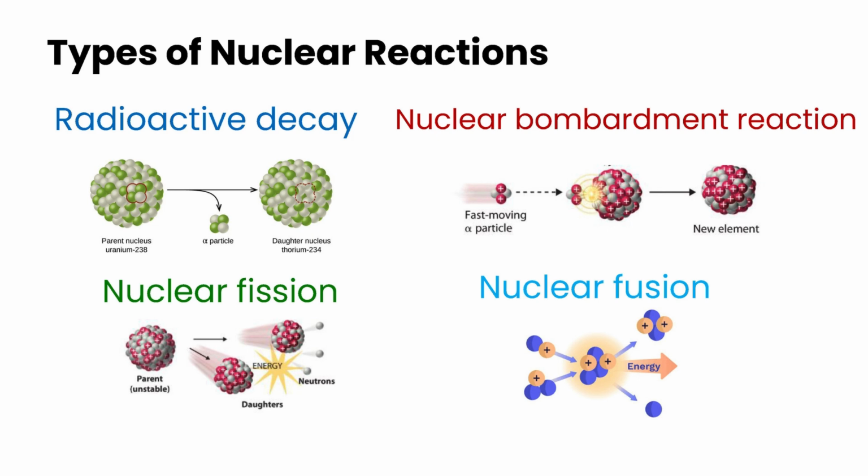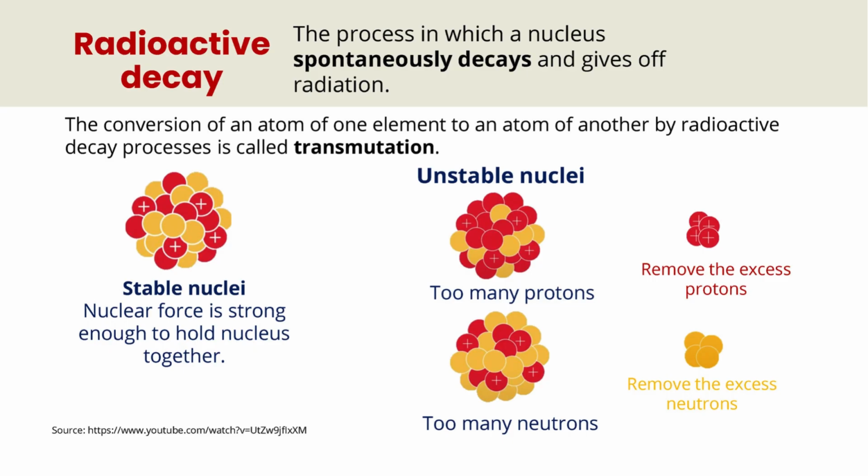Okay, let's get into the types of reactions. 4 main ones mentioned: radioactive decay, nuclear bombardment, fission, and fusion. Let's start with radioactive decay. Right. Radioactive decay is basically when an unstable nucleus just spontaneously changes to become more stable. It does this by spitting out radiation particles or energy.